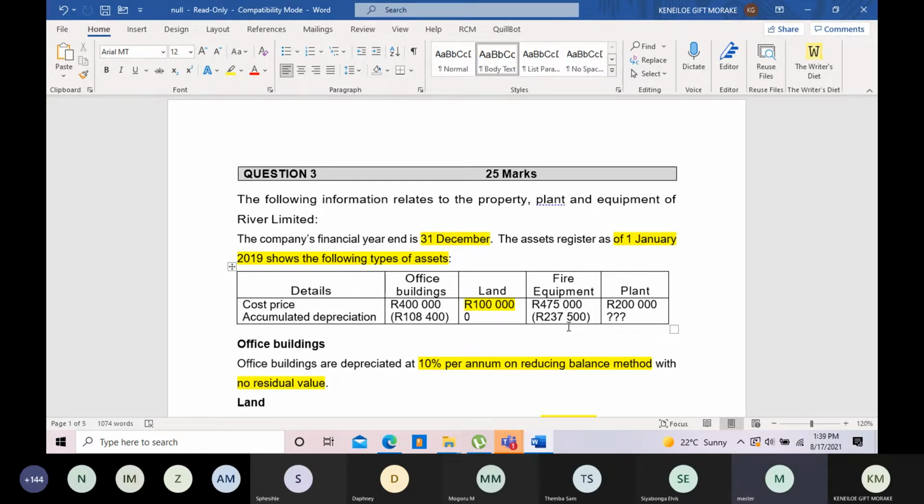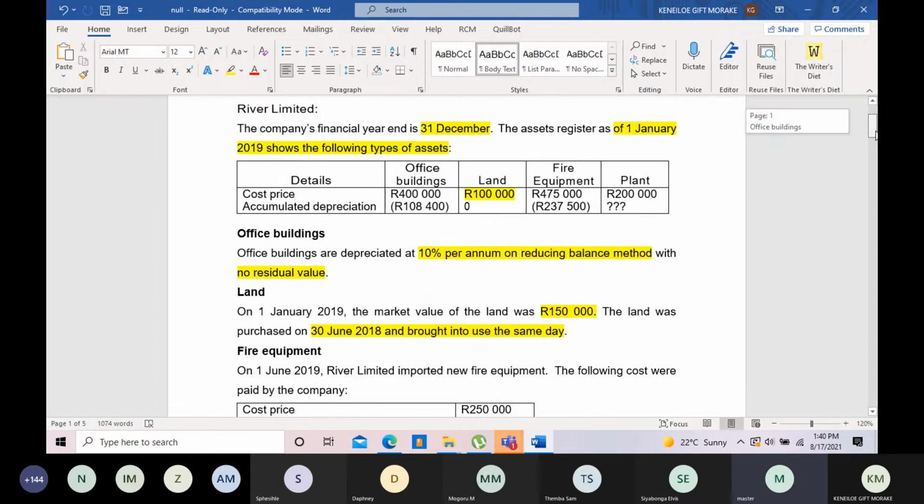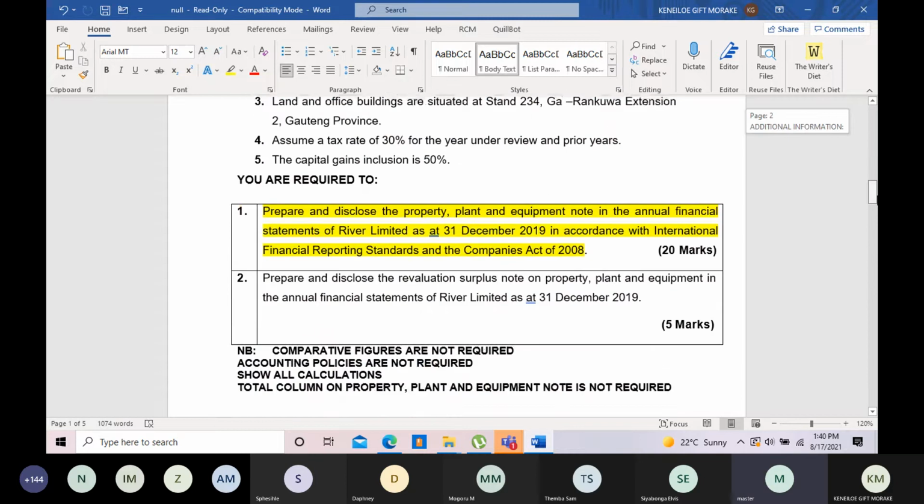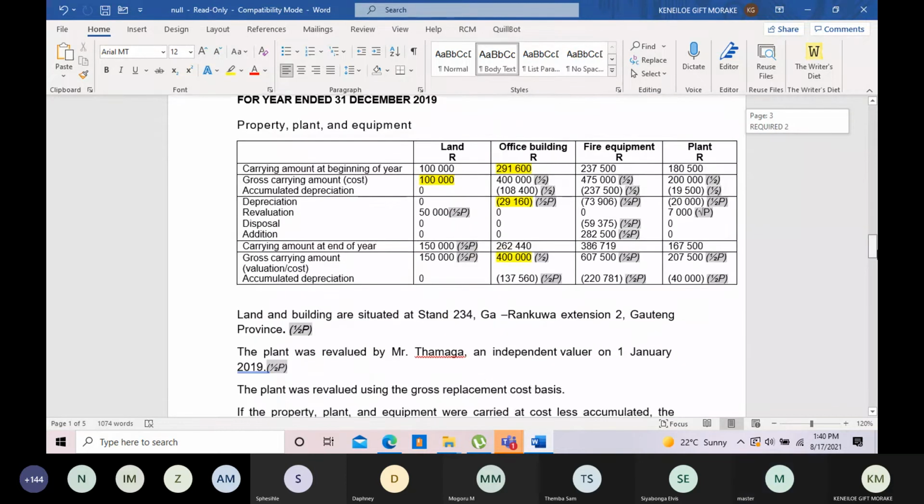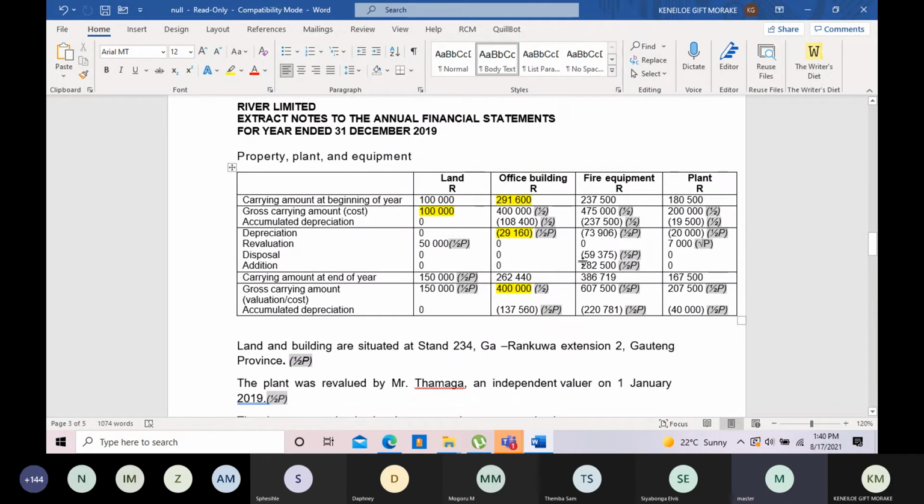So you take that depreciation. Let me take you back there. If you have your calculators, you punch in this amount as your accumulated depreciation, 237,500. You go back there and divide it by the depreciation, so you divide it by the 59,037.